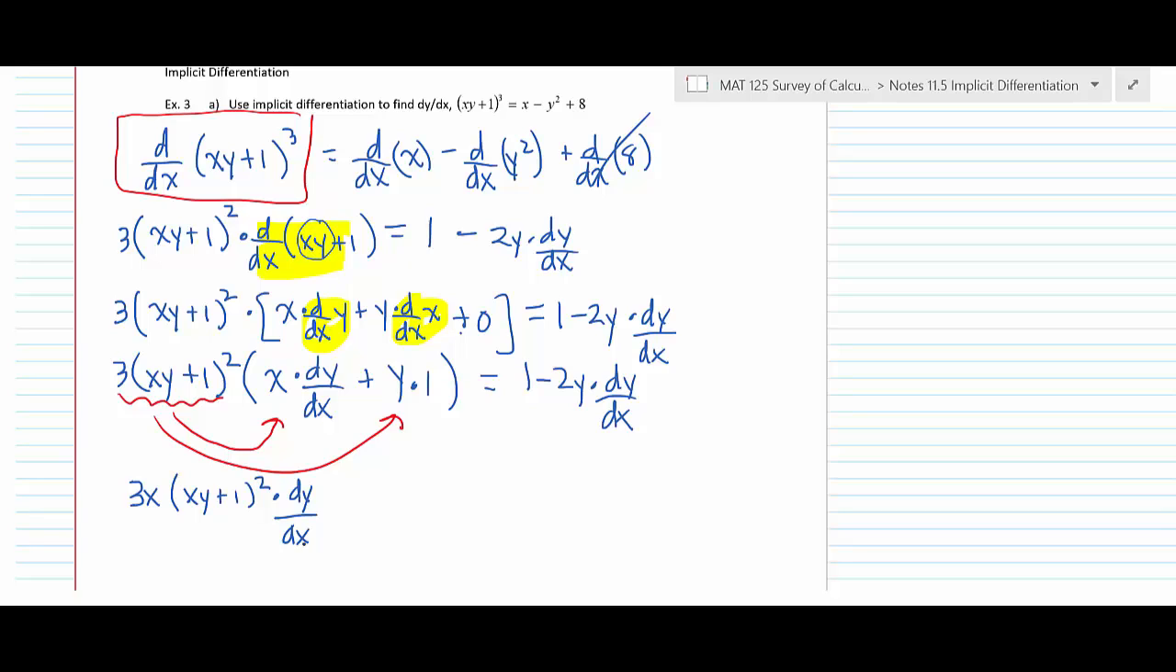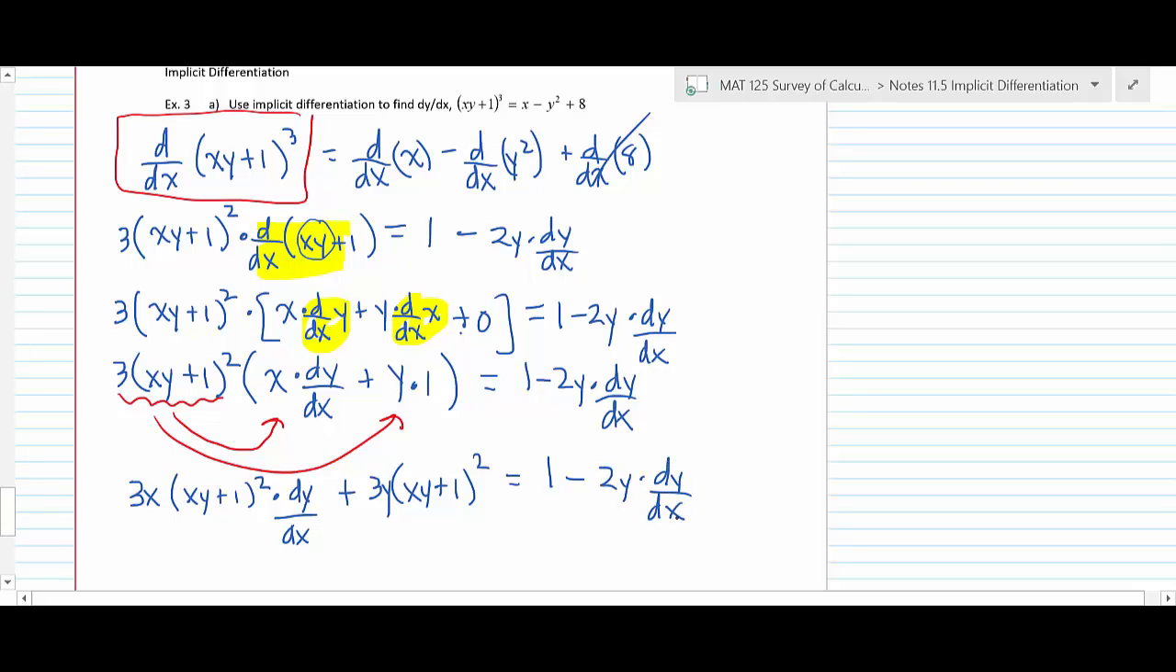A lot of times students don't see the terms the right way. That's a term. That's a term. That times that is just going to give you this. Then you're going to take this times y. So what you'll have next is the plus, and then you'll have 3 times (xy plus 1) to the second. And I'm going to put the y in like that. And then we'll have (1 minus 2y) times dy over dx like that.